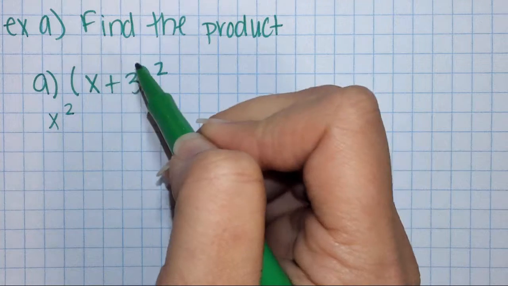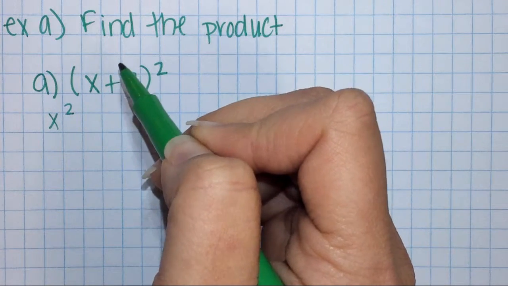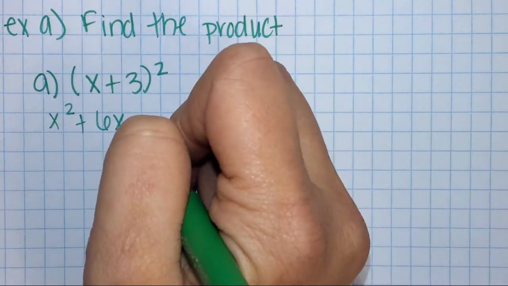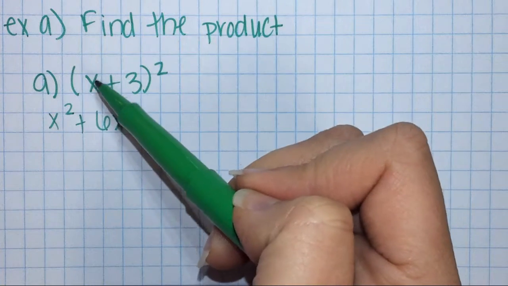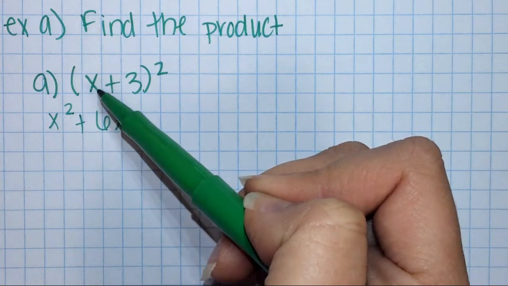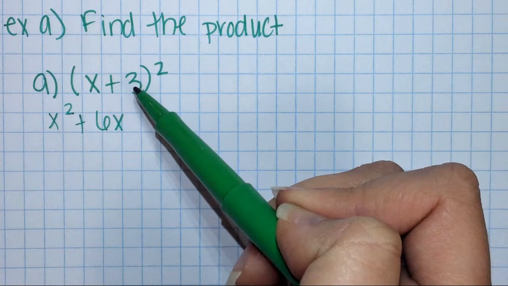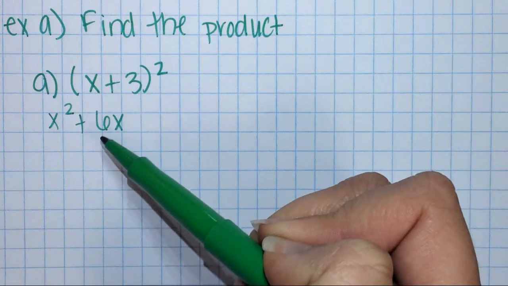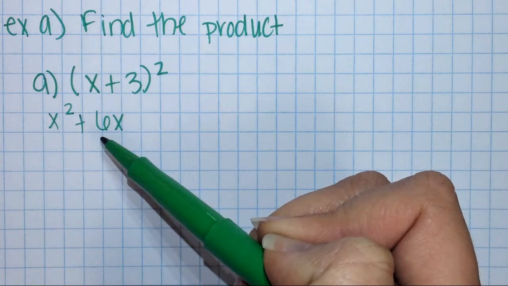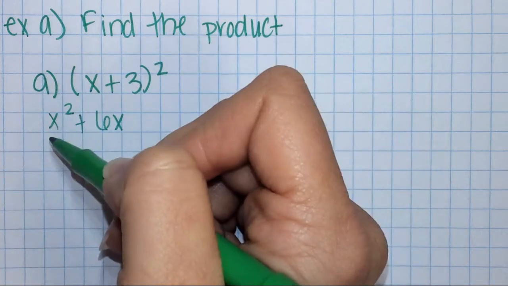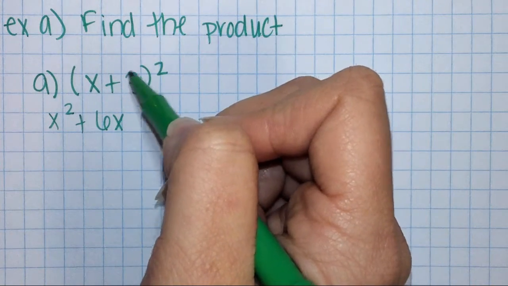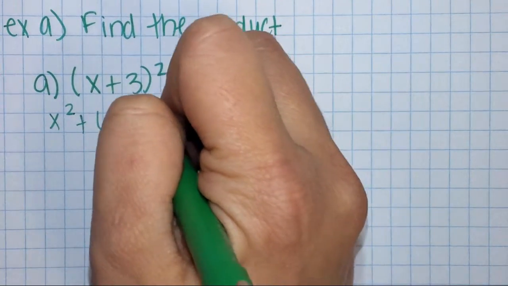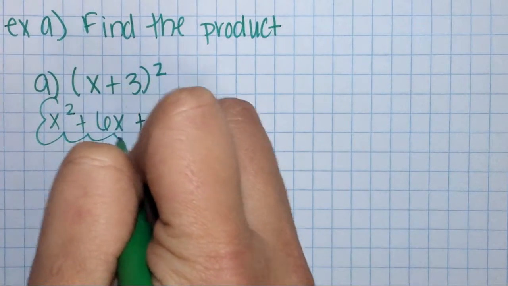All right, then we do x times 3, which is 3x, and then times 2, which is 6x. So we did x squared and we got x squared. We did x times 3 and then times 2. That gave us 6x. The last thing we do is 3 squared, which is 9.